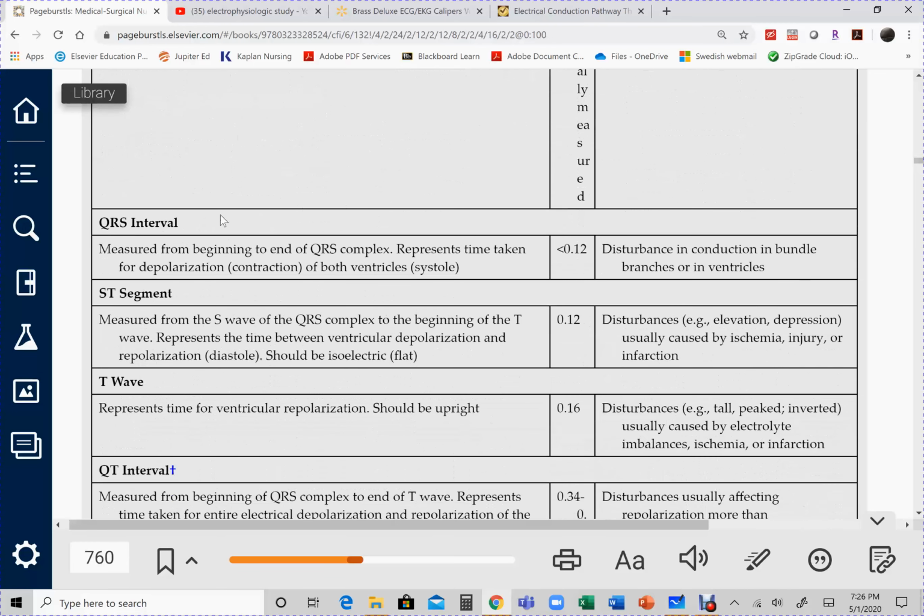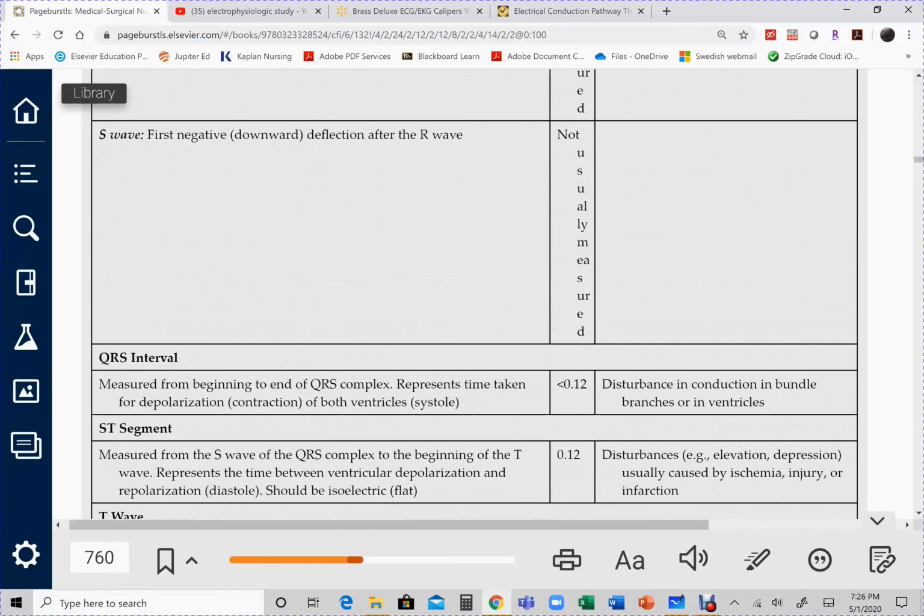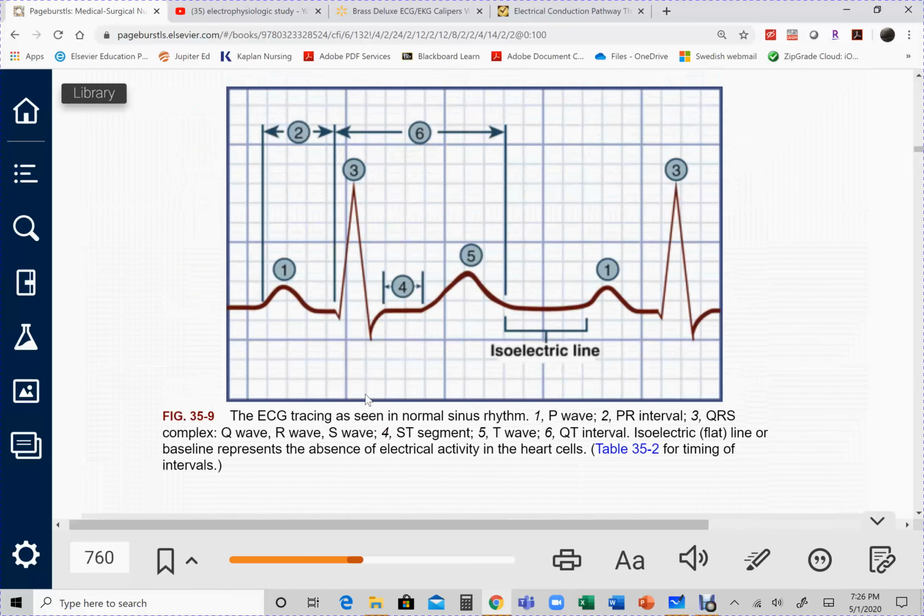And the entire QRS interval, meaning from the Q to the S, should be less than 0.12 seconds, or three small blocks. So that's from the Q, R, and the S. Don't mind this one because this is only an illustration. This is not a real ECG tracing. This is too beautiful, too pretty. This is only for illustration purposes.